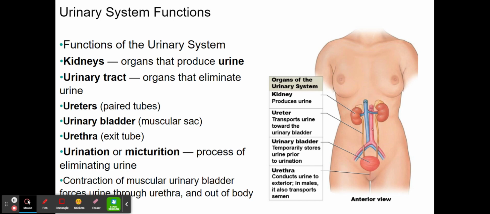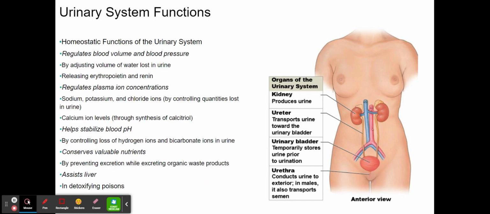The two kidneys perform the excretory functions of the urinary system. These organs produce urine, which is a fluid that contains water, ions, and small soluble compounds. Urine leaving the kidneys flows to the urinary tract, which consists of paired tubes called ureters, to the urinary bladder, a muscular sac for temporary storage of urine. After leaving the urinary bladder, urine passes through the urethra, which conducts urine to the exterior. The urinary bladder and the urethra eliminate urine. This process is called urination or micturition. In this process, the muscular urinary bladder contracts and forces urine through the urethra and out of the body.